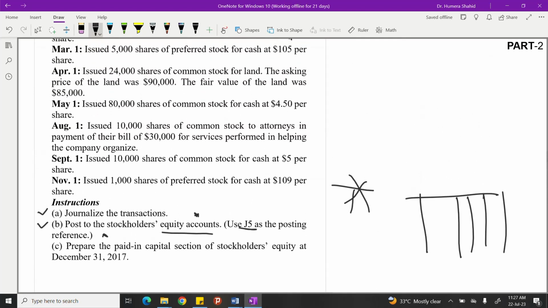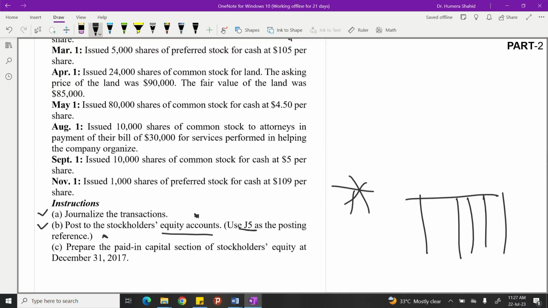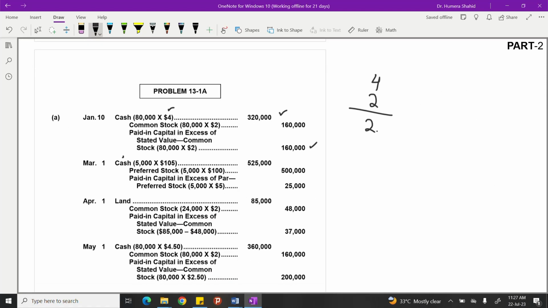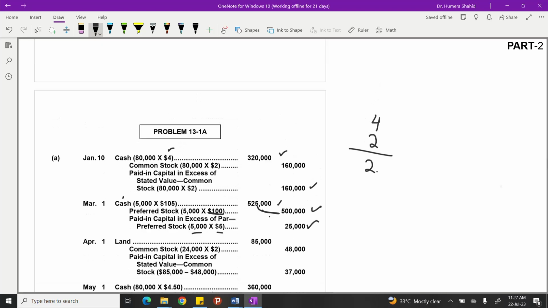Then March 1st, what happened? Issued 5,000 shares of preferred stock for cash at $105 per share. 100 is the par value, 105 is the issue price, so 5 is the excess. Let's do this transaction. Cash gets debit, 5,000 shares multiplied by 105, that is 525,000. Preferred stock gets credit with its par value, 100, so 500,000. Excess is $5 per share, so 5,000 shares multiplied by 5. You can also take the difference, that is 25,000.